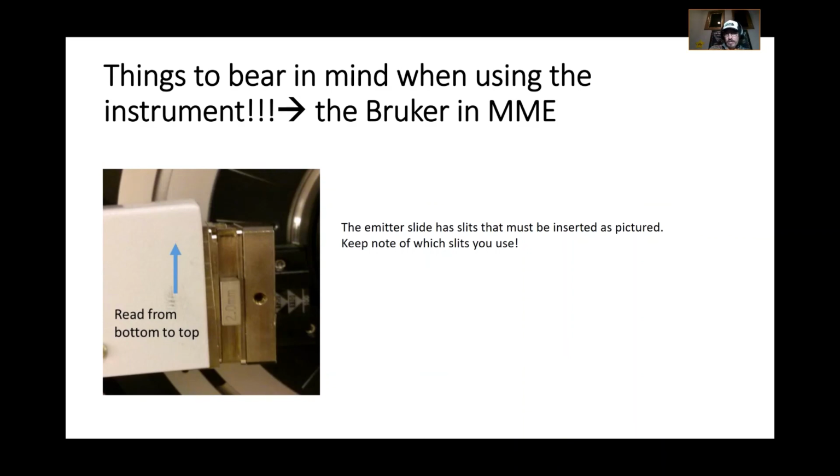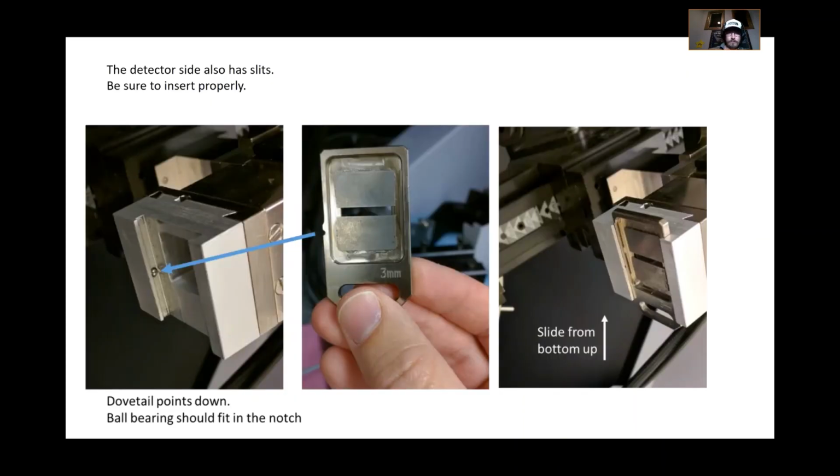You can also change the speed at which the arms move, and that actually has an effect on your data as well. Slower scan, again, higher resolution. Faster scan, you get it done quicker, but you're losing resolution that way. The detector side also has slits, and they're this kind of dovetail shape.